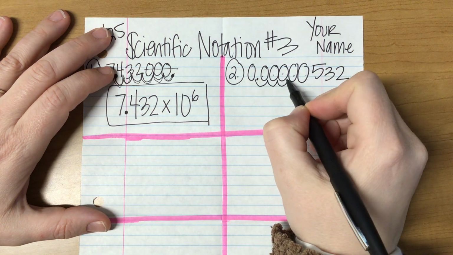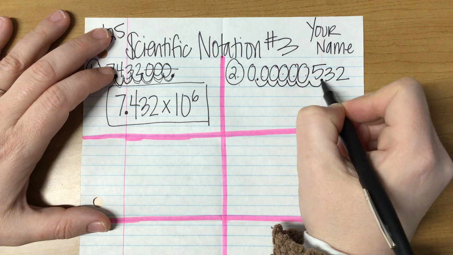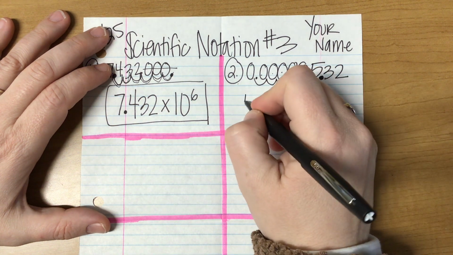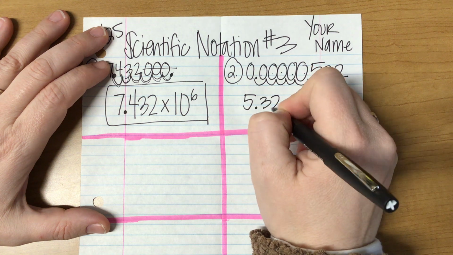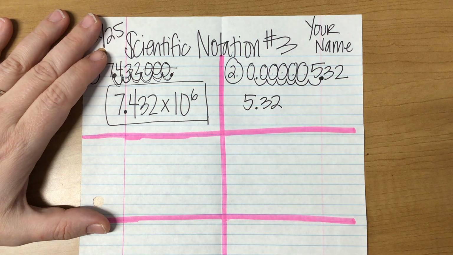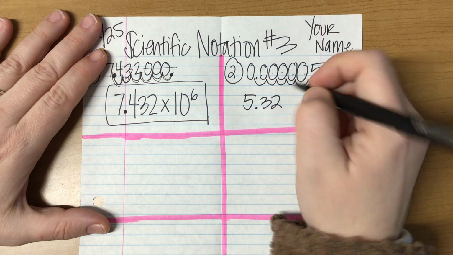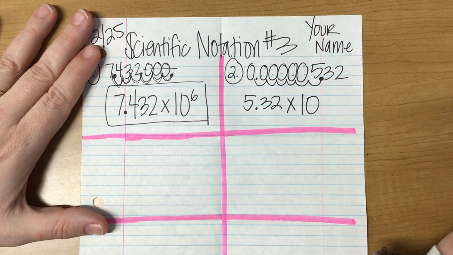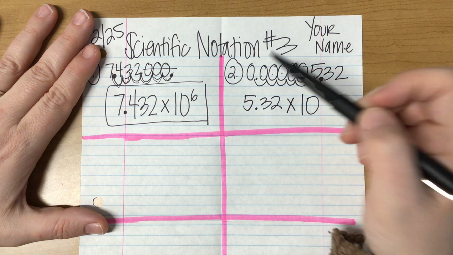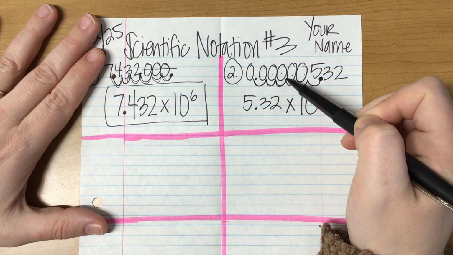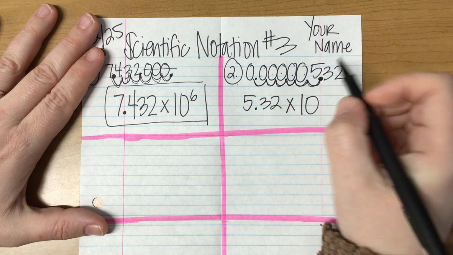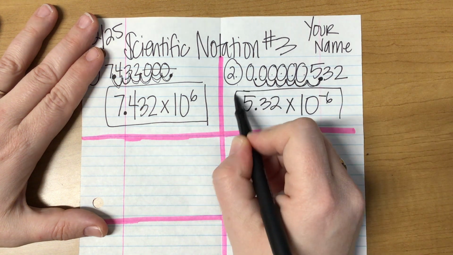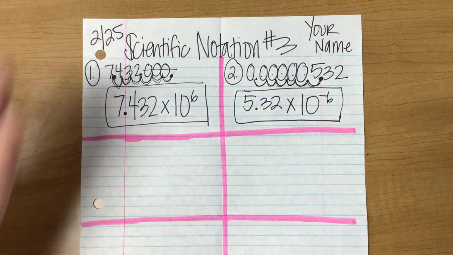One non-zero digit to the left. 5.32 times 10, always times 10. 1, 2, 3, 4, 5, 6 moves, but it's a -6 because it's an itty bitty tiny decimal.